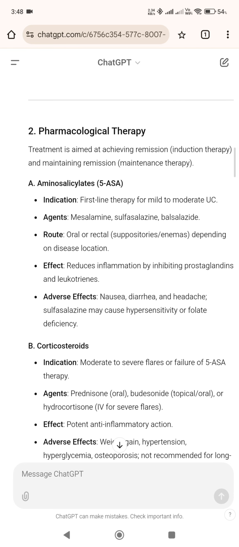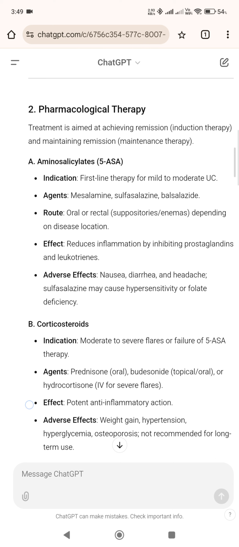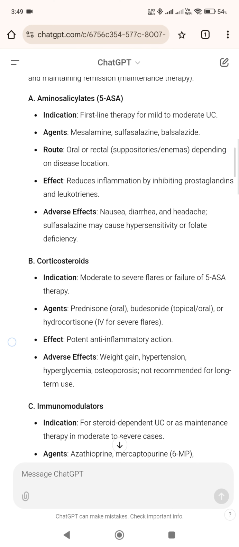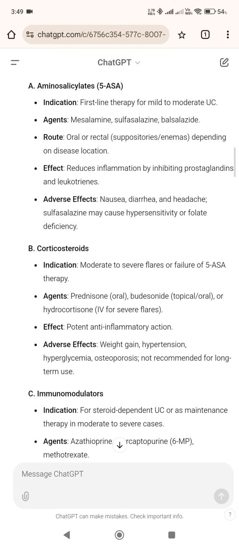2. Pharmacological therapy. Treatment is aimed at achieving remission, induction therapy, and maintaining remission, maintenance therapy. A. Aminosalicylates, 5-ASA. Indication: first-line therapy for mild to moderate UC. Agents: mesalamine, sulfasalazine, balsalazide. Route: oral or rectal, suppositories, enemas depending on disease location. Effect: reduces inflammation by inhibiting prostaglandins and leukotrienes.